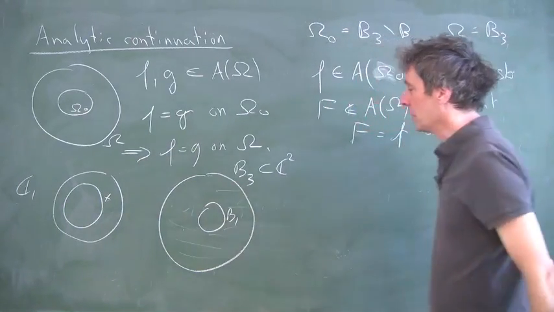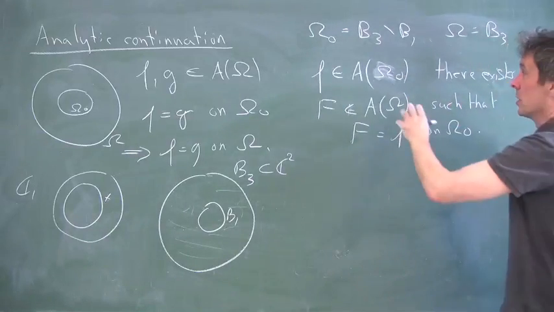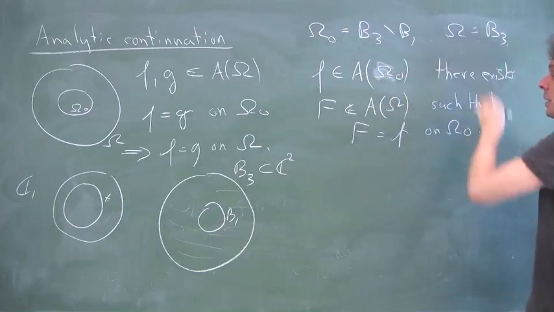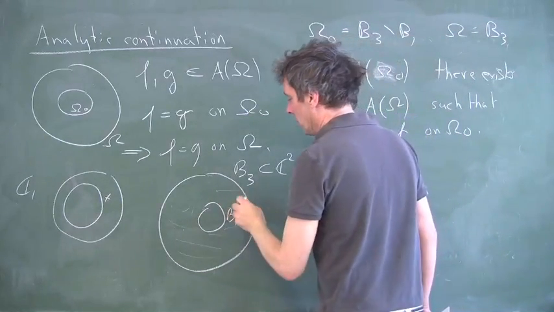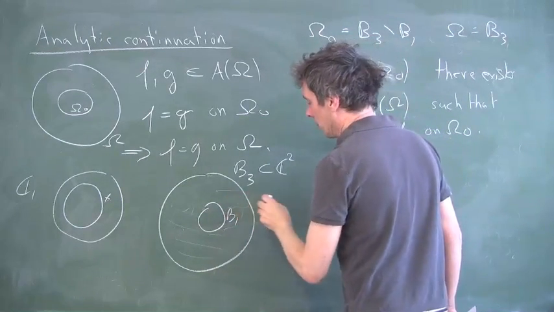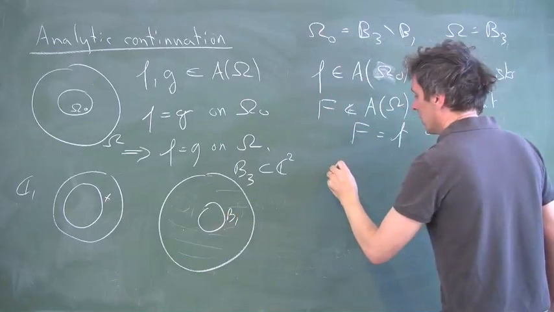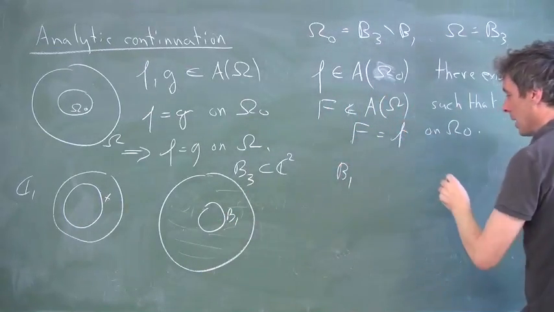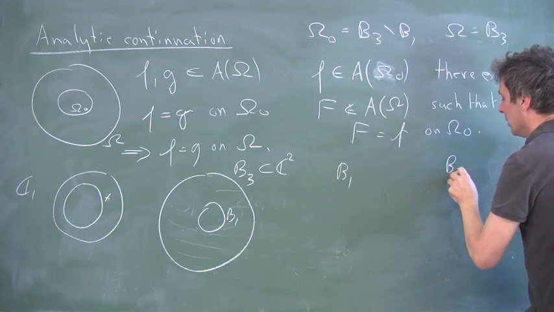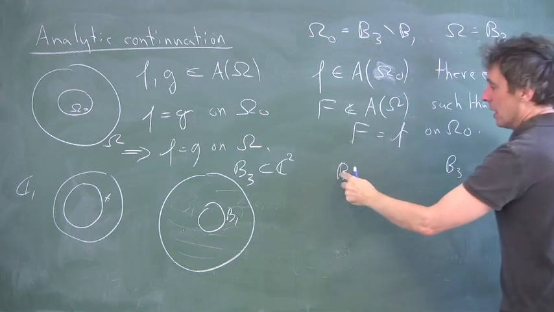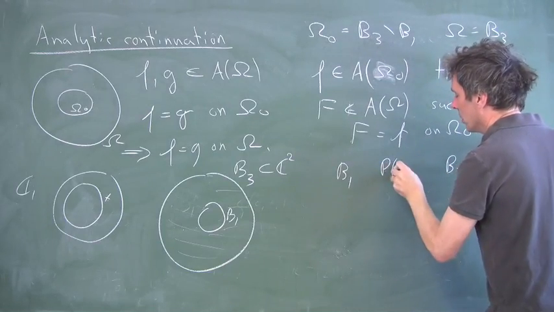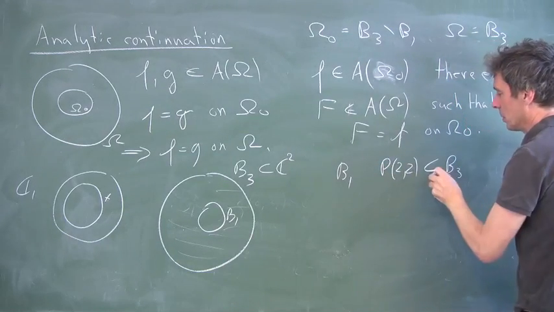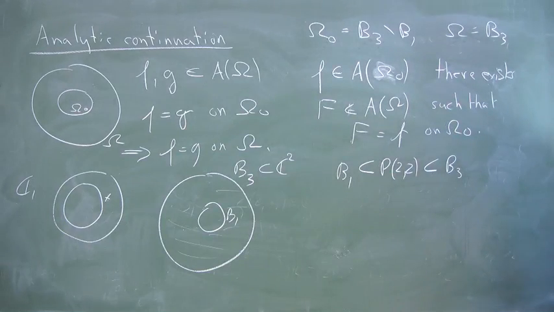Well, how do you prove this? How do you prove that you can extend a function from this set to that set? Well, the idea is to use the polydisk again now. So the point is that if we consider this ball here, B1 and B3, then B1 is of course contained in B3, but we can also put the polydisk P22 in between here.